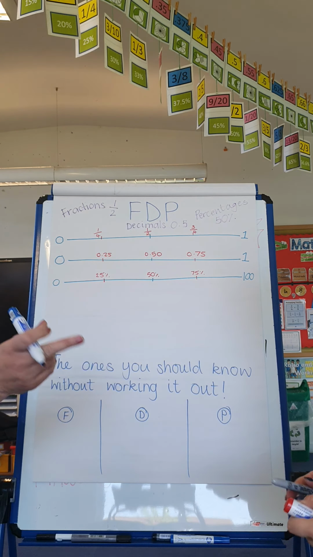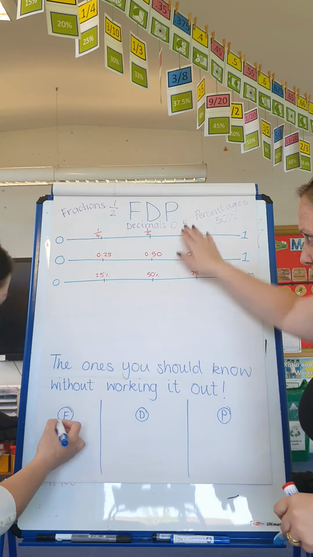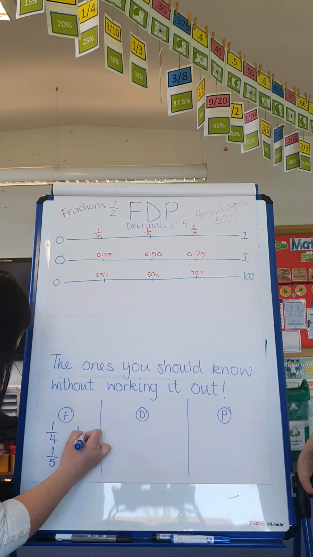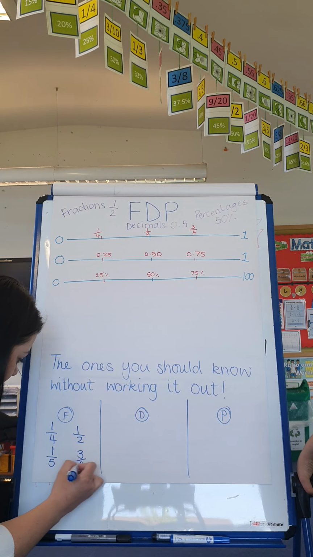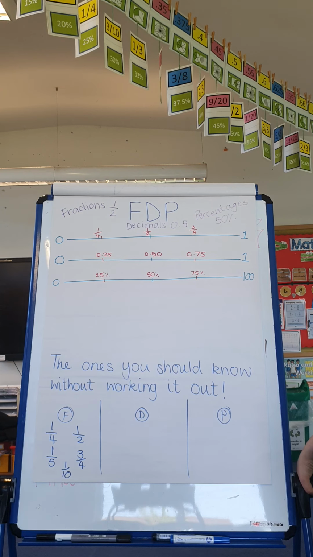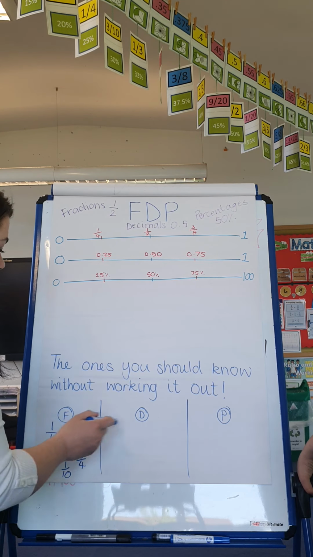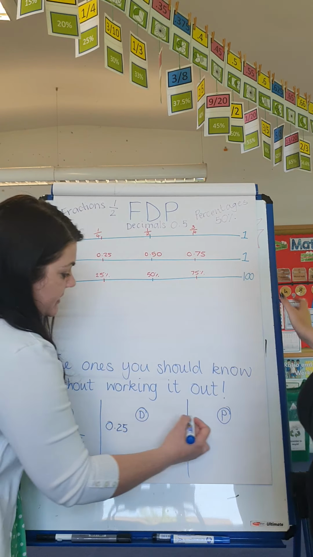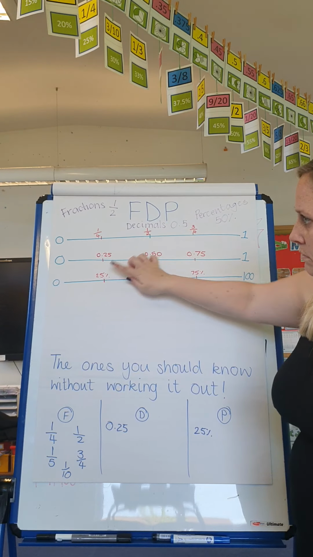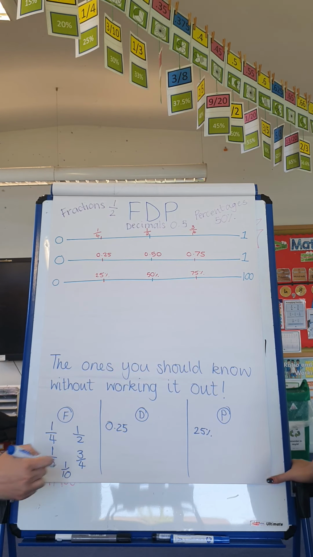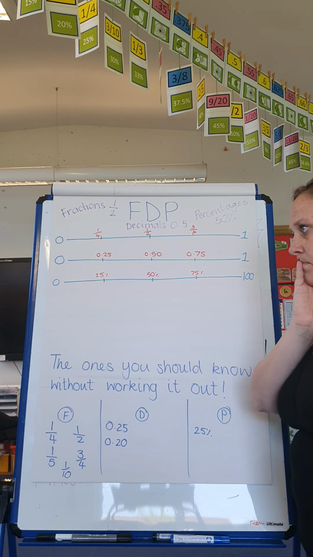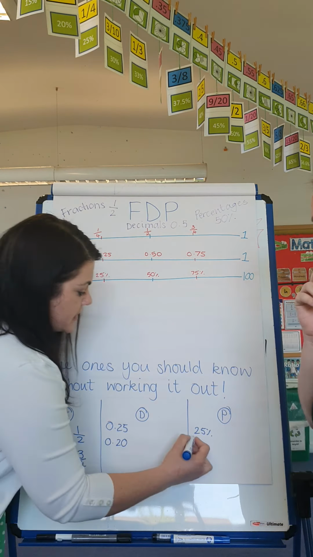Okay, the ones you should know without having to work them out or do any of that are a quarter, a fifth, a half, 3/4, and a tenth. Okay, so it's a bit jumbled up, but a quarter in decimals is 0.25, and a percentage is 25%. You should just know that. Okay, 1/5 is 0.2, but I'm going to put 0 as a placeholder because it'll help me there. That 1/5 of 100 is 20.